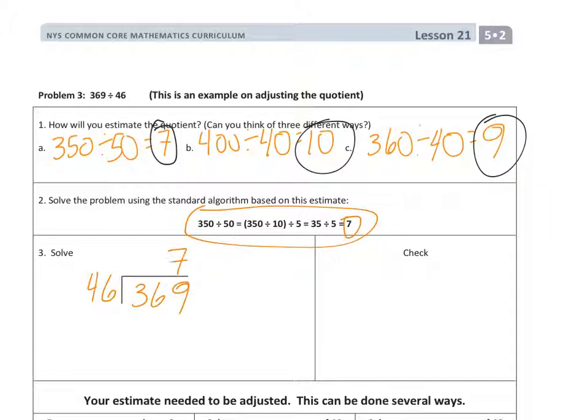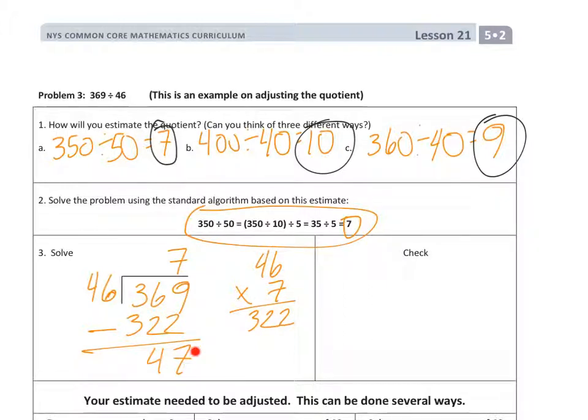Okay, so let's multiply. 46 times 7 is 322. All right, 322. Then we're going to subtract 47. Uh-oh. 47 is bigger than our divisor, 46. If this number is bigger, then that means I could have put another group of 46 in. So we're going to try 8 times.